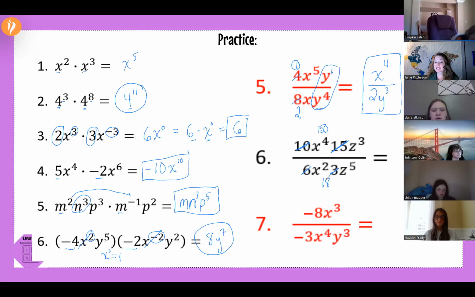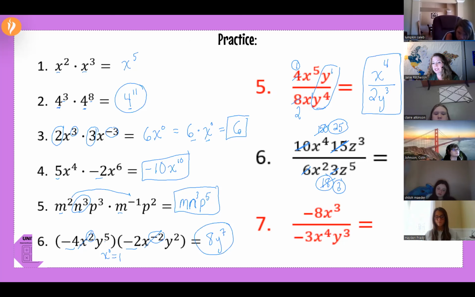6, I think 6. Can I divide 150 by 6? 150 divided by 6 is 25. If I divide them both by 6, I get 25 up here and 3 on the bottom. So that tells us our numbers, 25 on the top and 3 on the bottom. So far, so good? All right, now let's worry about our exponents.